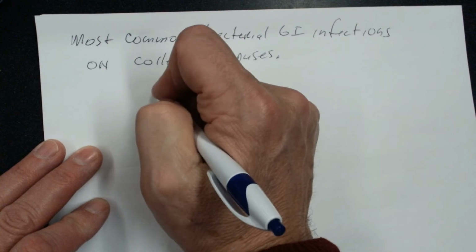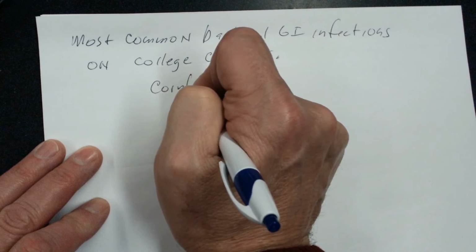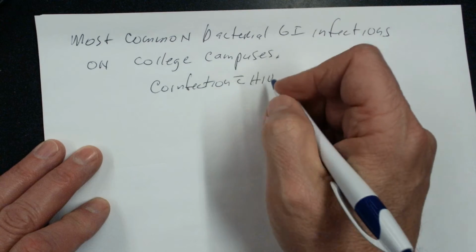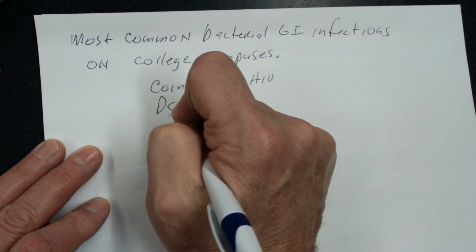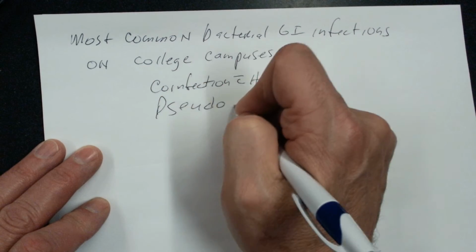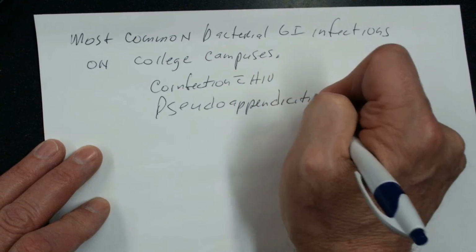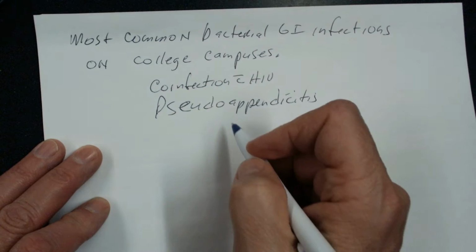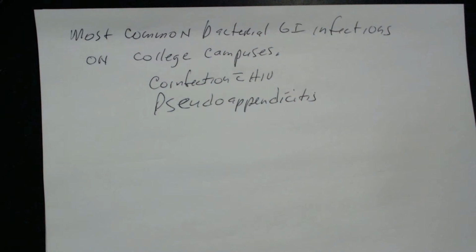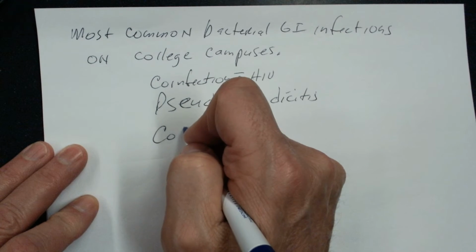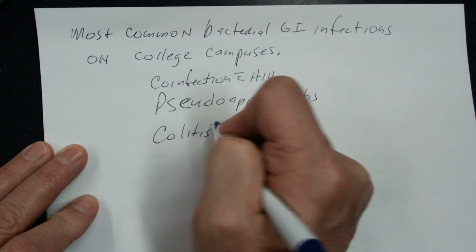Complications, there's co-infection with HIV, that's more common than you think. Also a pseudo appendicitis. So you'll have all the symptoms of appendicitis, but then when the appendix is surgically removed, there are no organisms there. And then also colitis as well.